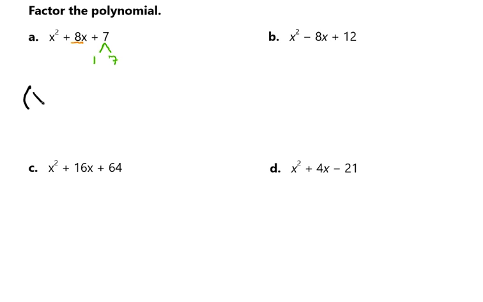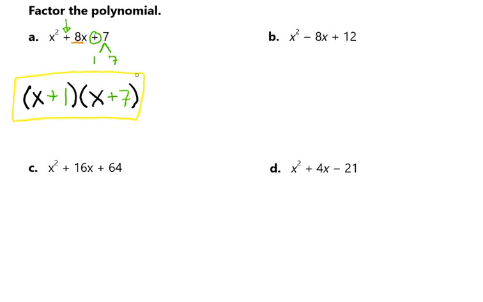So we can write this as x with a 1 and then an x with the 7. Now, in order to get a positive 7, either both of my numbers, 1 and 7, need to be positive, or both of them need to be negative. But because my 8 is a positive 8, that tells me that my symbols both need to be positive. So x plus 1 times x plus 7 is the factor of x squared plus 8x plus 7.